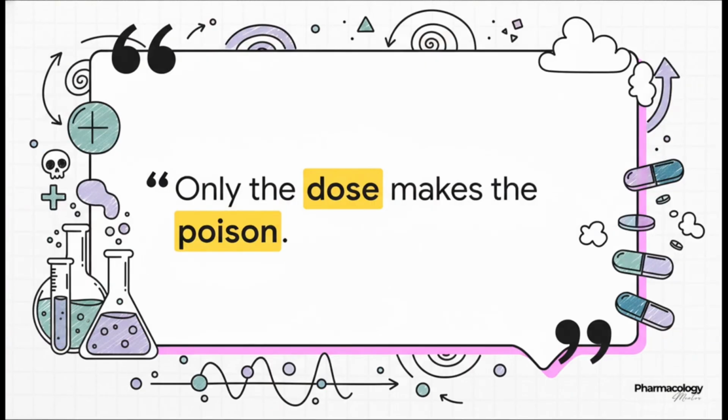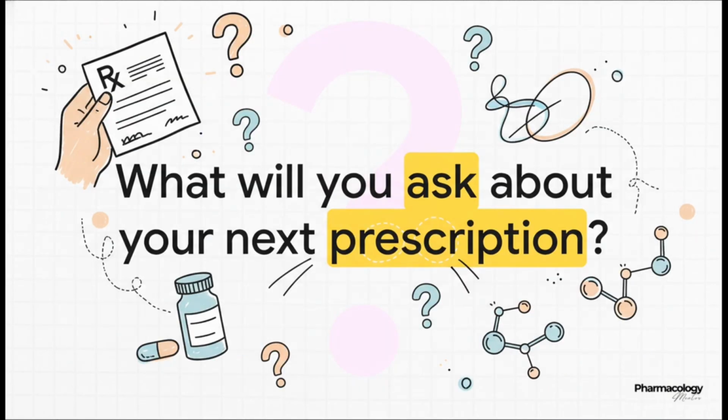And it all comes back to this famous quote from Paracelsus, a physician from way back in the 16th century. It really is the soul of pharmacology. Pretty much any substance, even water, can be harmful in the wrong amount. And this is exactly why understanding how the body processes a drug, its pharmacokinetics, is so incredibly vital for getting the dose just right.